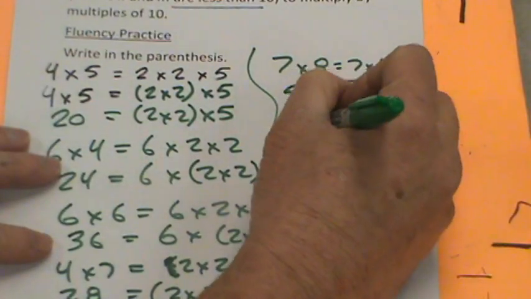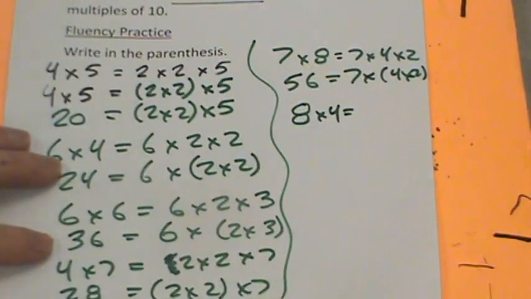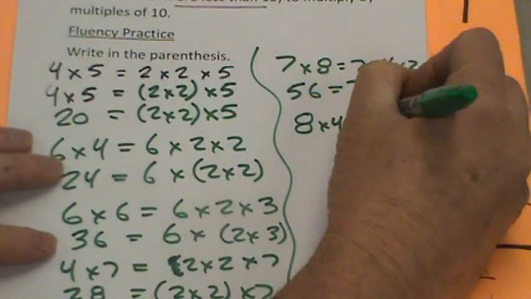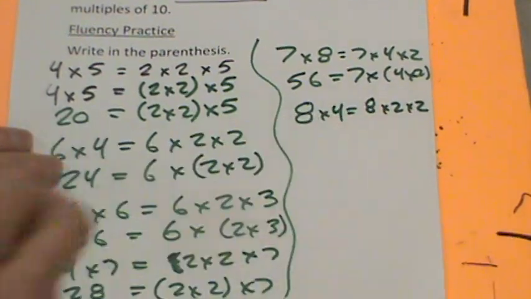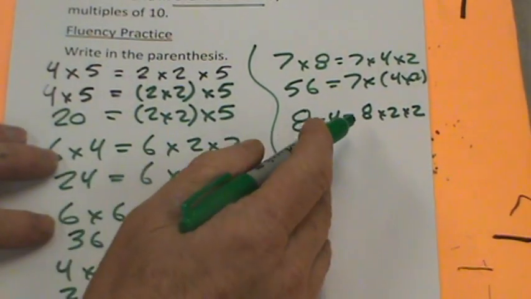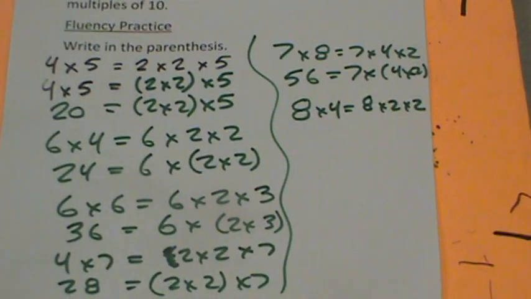And I'm going to do one more, and you're going to do the parentheses, of course, and figure this one out. We'll do 8 times 4 equals 8 times 2 times 2. So I know that 8 times 4, you can figure that out using your math chart and figure out where the parentheses go. I think you've got this down. We've done this quite a few times.